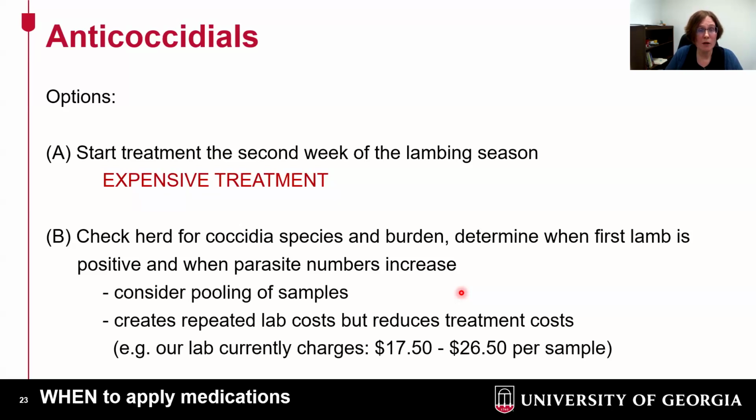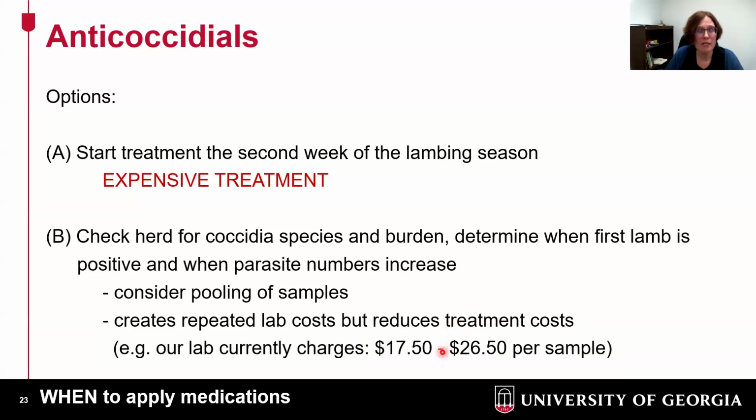So to make it a little less expensive, you could consider pooling samples from the same age group. So collect from 8 or 10 lambs or kids, and then sort of put it into one big bag to give you an average idea what's happening over time. That still creates lab costs because the testing isn't free, but it reduces your treatment costs. So it's like a balance, and overall it's more sustainable because you use less of the drugs.